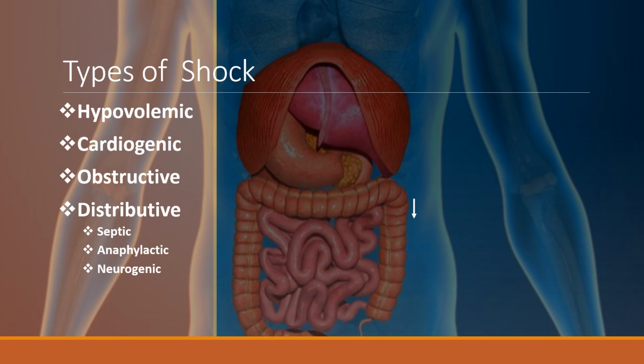Shock is defined as a widespread abnormal cellular metabolism that occurs when gas exchange with oxygenation and tissue perfusion needs are not met sufficiently to maintain cell function. Shock is a condition, it's not a disease. It's basically the response of the entire body when too little oxygen is delivered to the tissues.